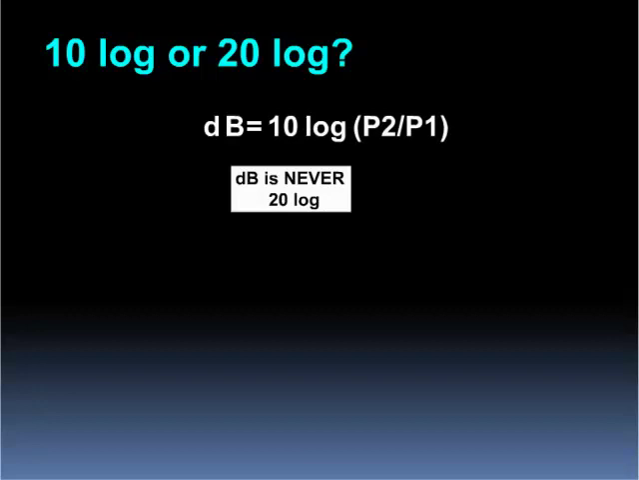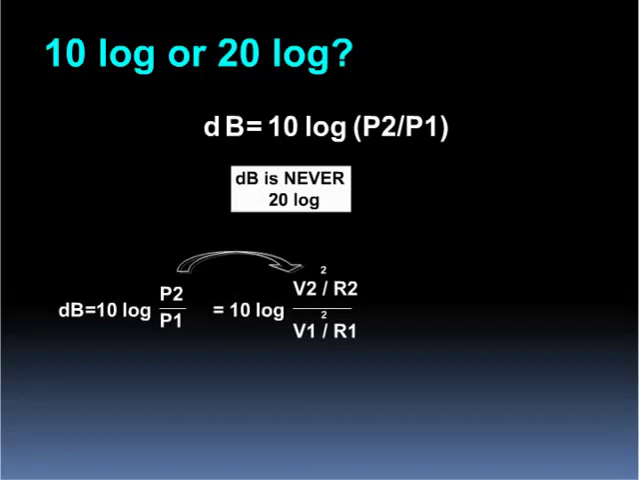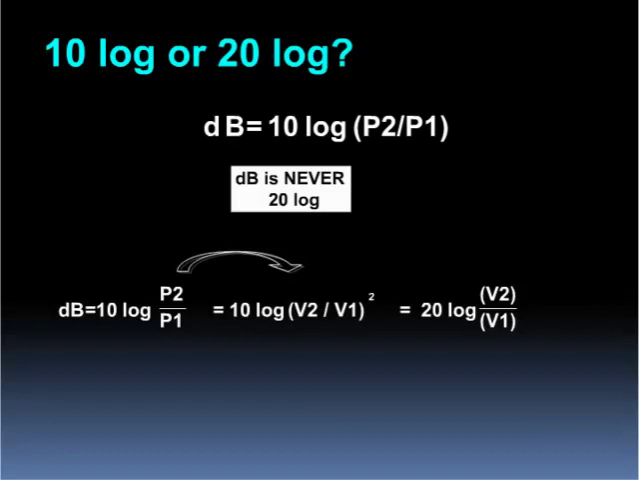However, look at the equation here. Power is voltage squared over impedance. When the input and output impedance are the same, the equation becomes 10 log V2 over V1 squared. Finally, voltage ratio in decibel is 20 log V2 over V1. 20 comes in because squaring is equivalent to doubling the logarithm. 20 log V2 over V1 is generally used to indicate voltage or current ratios.